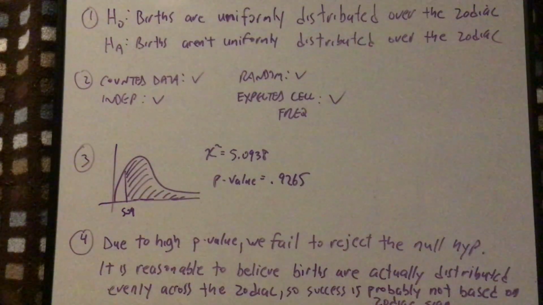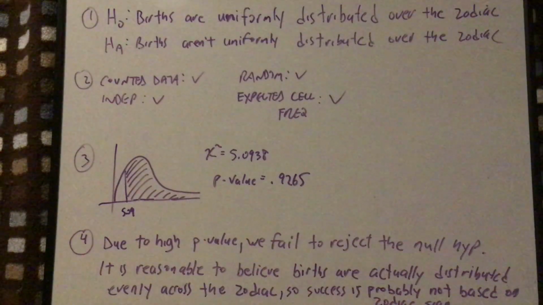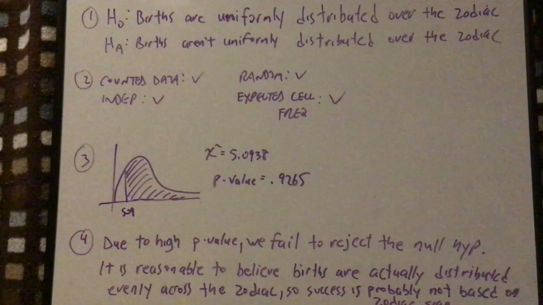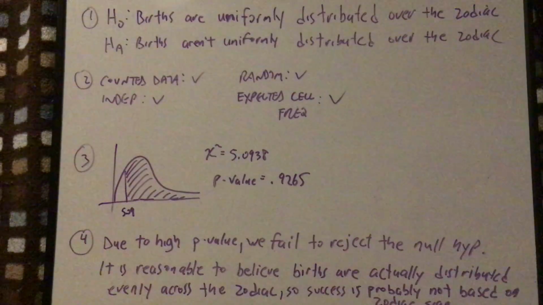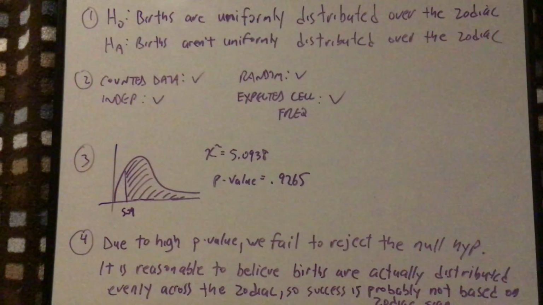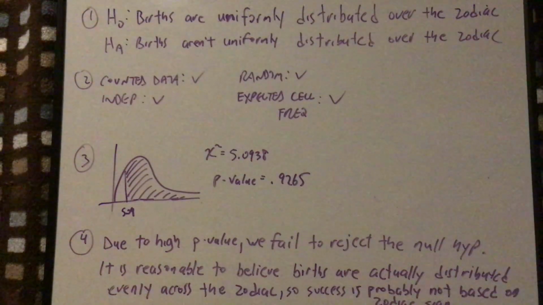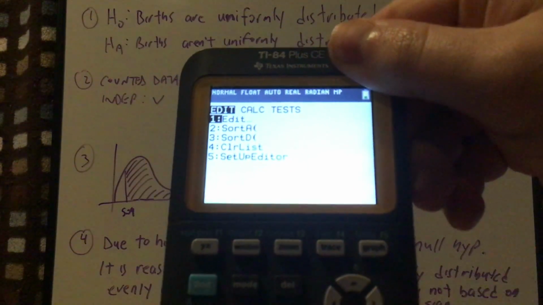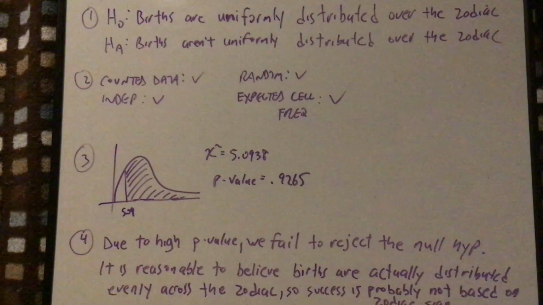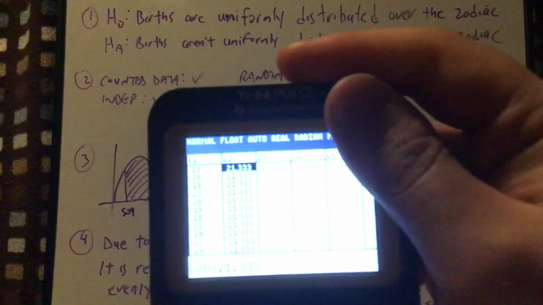How do you get the calculator to do it for you? Well, all you have to do is enter the 2 lists. So if you go to stat, like we always did, and go to edit, you can edit the lists. You have to put in both lists.